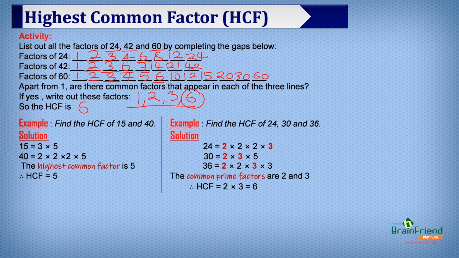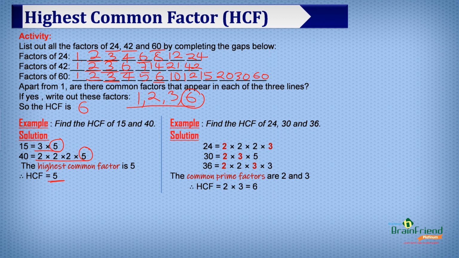Now, let's look at this example. Find the HCF of 15 and 40. The factors of 15 have been listed as 3 and 5. 3 multiplied by 5 gives us 15. The factors of 40 have been listed. 2 multiplied by 2 multiplied by 2 multiplied by 5 gives us 40. Now observe that we have only 5 as our common factor, and it's also our highest common factor. So the HCF of 15 and 40 is 5.